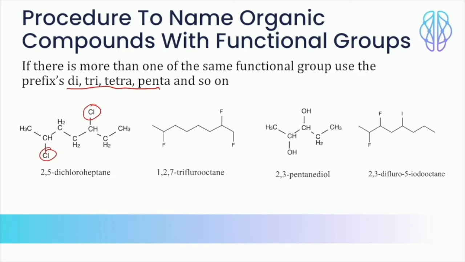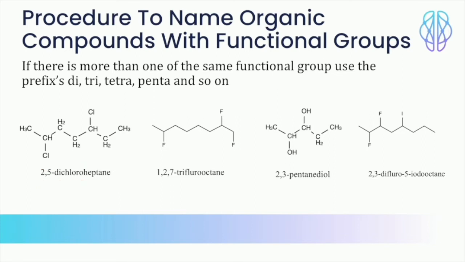So there's a chloro in the 2nd position. There's a chloro in the 5th position. So we could write 2-chloro-5-chloro heptane. But to save space and time, we just say 2,5-dichloro heptane. And that relates to that here.